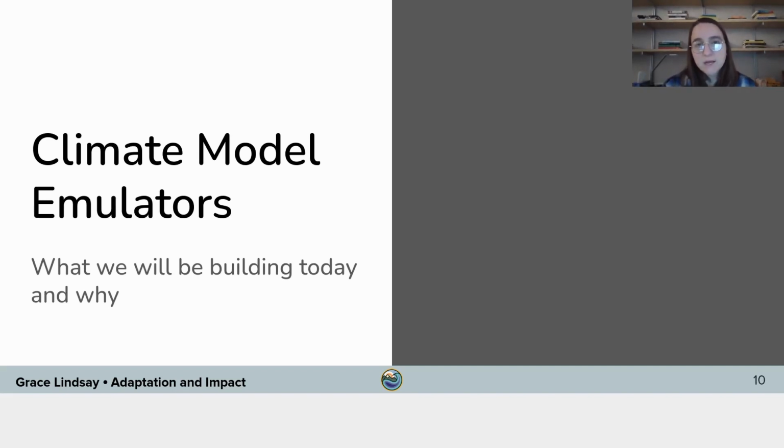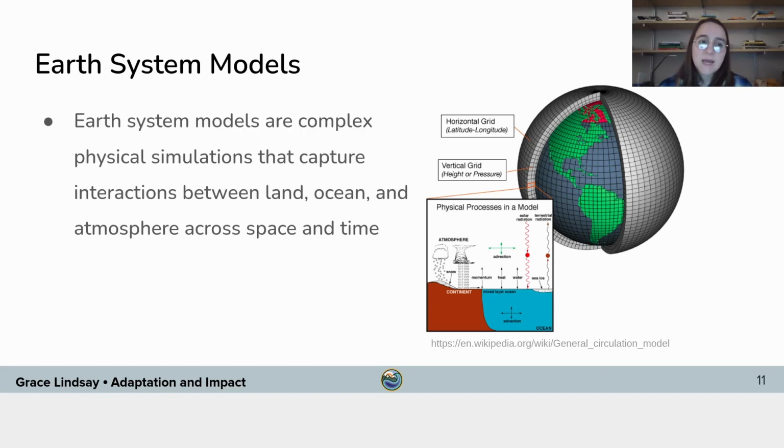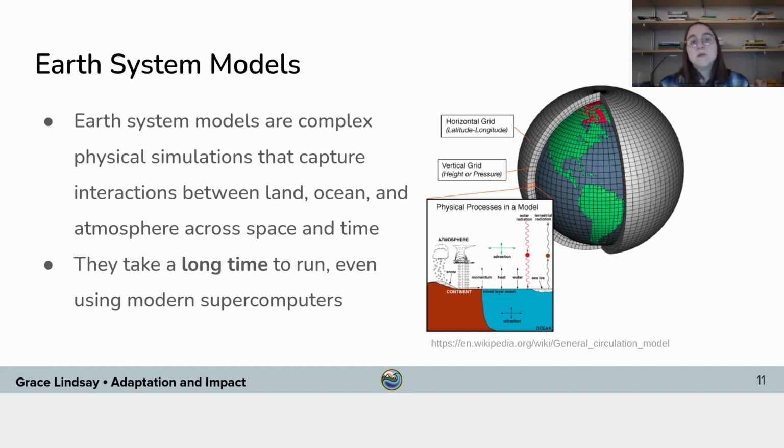It really builds on what you've been learning in the past few days in this course. As you probably know, Earth system models are complex simulations that capture the interactions between the land, ocean, and atmosphere across space and time across the entire globe. Usually the globe is divided into grids, as you can see here. These models can take a long time to run.